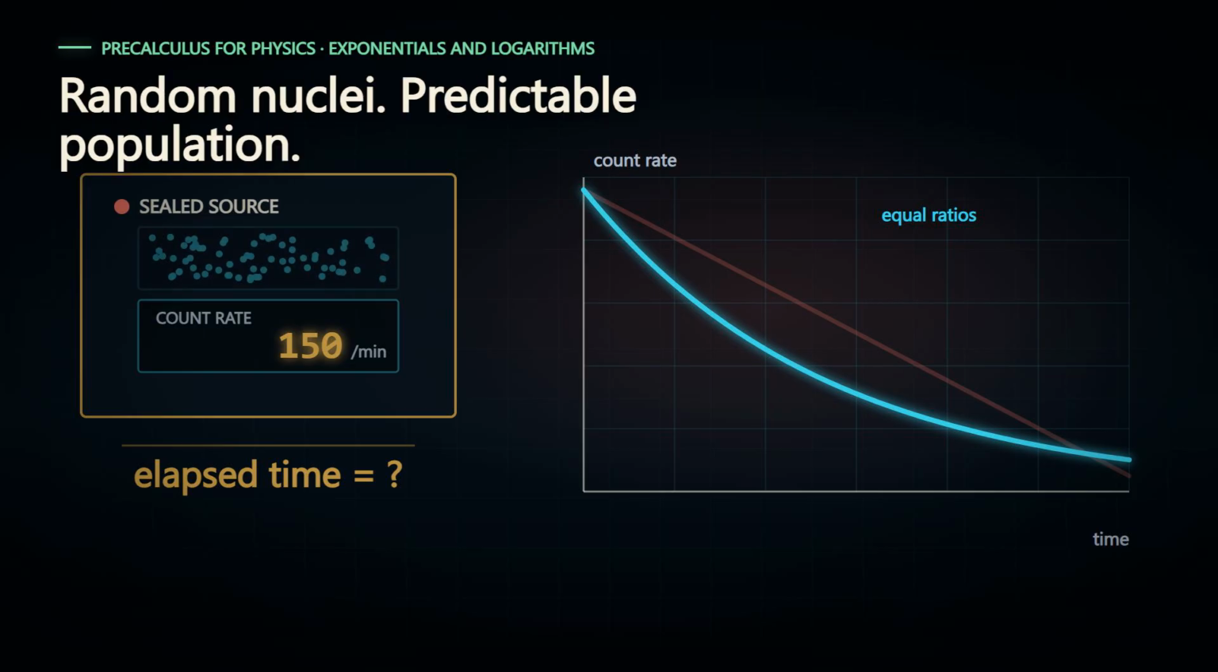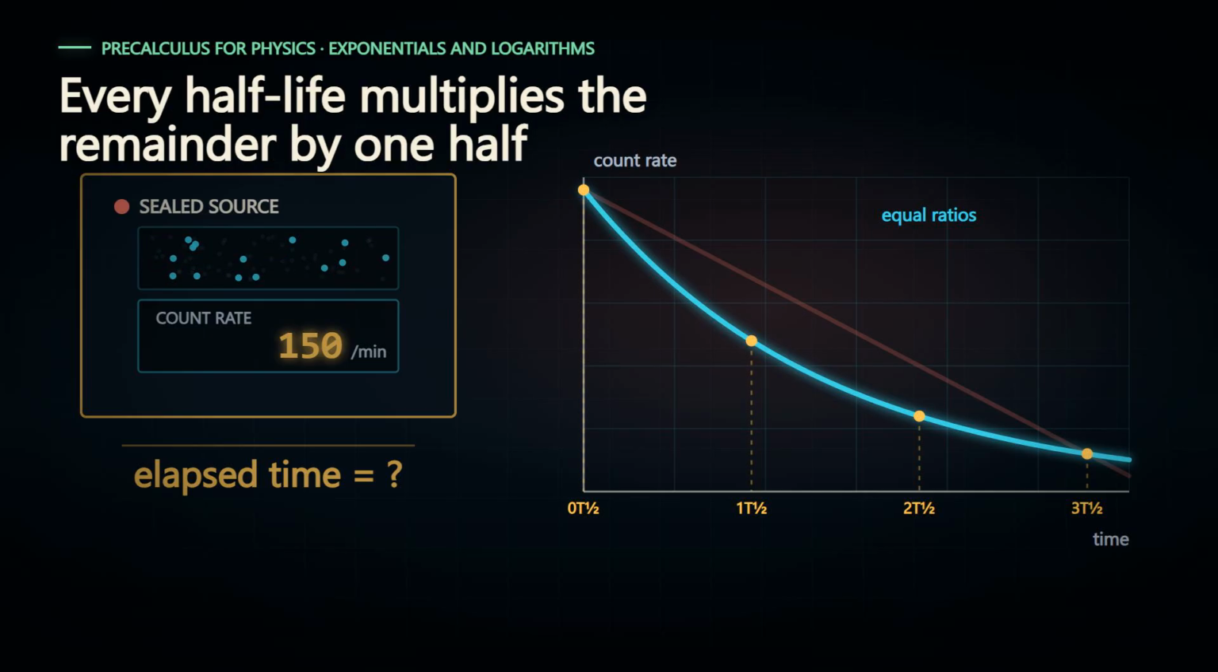One nucleus decays at a random moment. A large crowd is predictable. After one half-life, about half remain. After another, half of that remainder survive. Physics cannot name the next nucleus, but it can forecast the population. That repeated fractional change is the signature of an exponential.